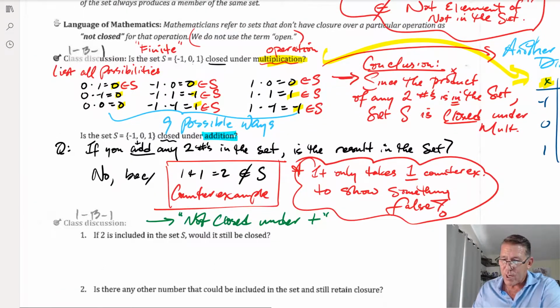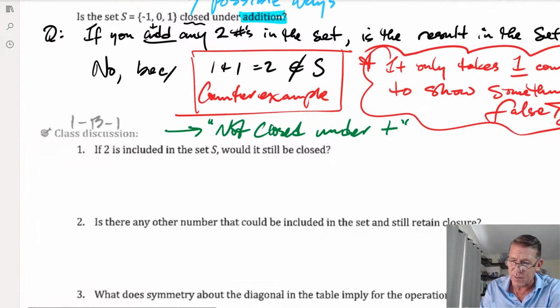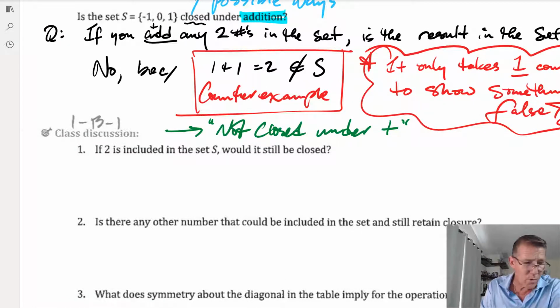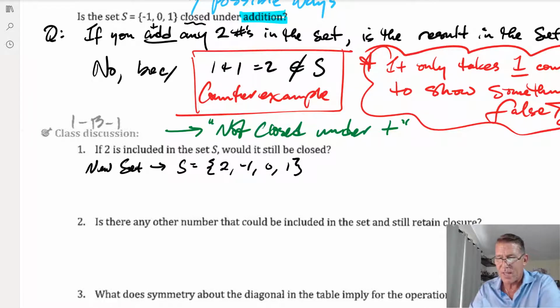Now let's change it up a little bit, just so you can really try to get a better understanding of what's going on. If we take 2 and add it into the set, and so instead of having 3 members, it has 4 members in the set, will it still be closed? I don't know. Let's find out. So let's put 2 in the set. So now we have a new set. What does it look like? Now S is looking like 2, -1, 0, and 1. So now that's our new set, because we put 2 in the set, and it asks, will it still be closed?